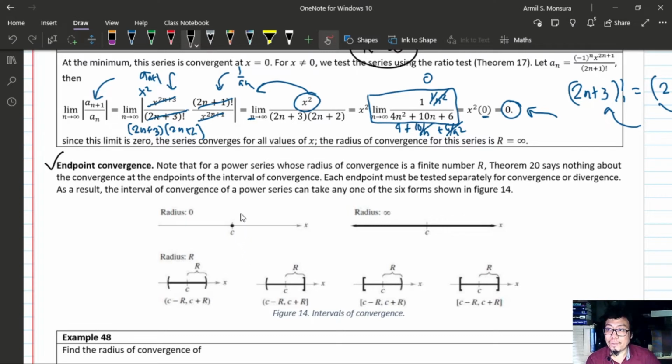Okay. We don't have a problem with this one and this one because it's already settled that it only converges on a single point, or it converges on the entire number line. But our problem is what if R is finite? So we don't know if it diverges at both endpoints, diverges at the lower endpoint but converges at the right endpoint, converges at the left endpoint but diverges at the right endpoint, or actually converges on both endpoints.